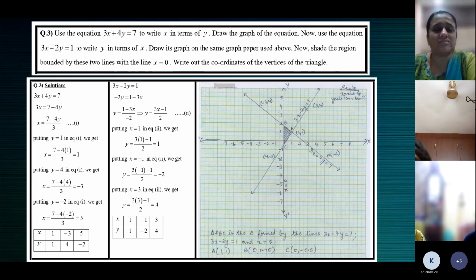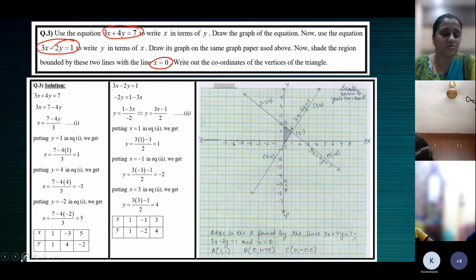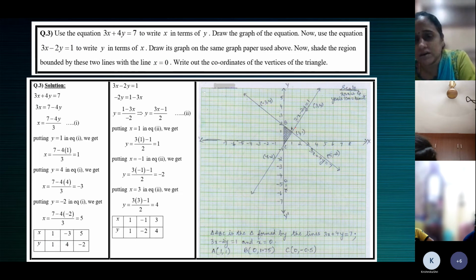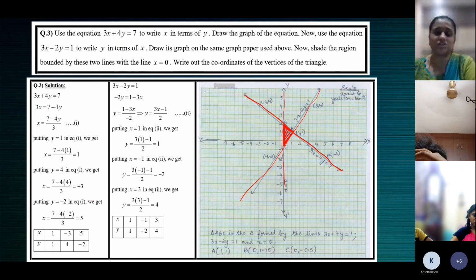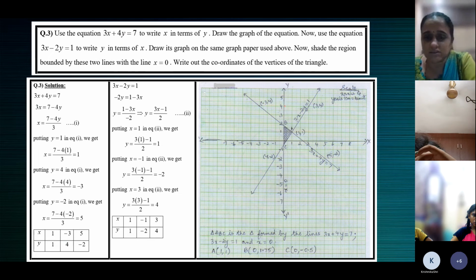So there should be one side of the triangle from this line, another side from this line, and another side from this line. See here. This is one line, and this is the one side of the triangle from this line. This is the other line, and this is the second side of the triangle from that line. And the y-axis is the third line, and this is the third side of the triangle from the y-axis. So this is the region which you should shade. This side is from one line, this side is from the second line, and this side is from the y-axis. That is the triangle which is bounded by the three lines.